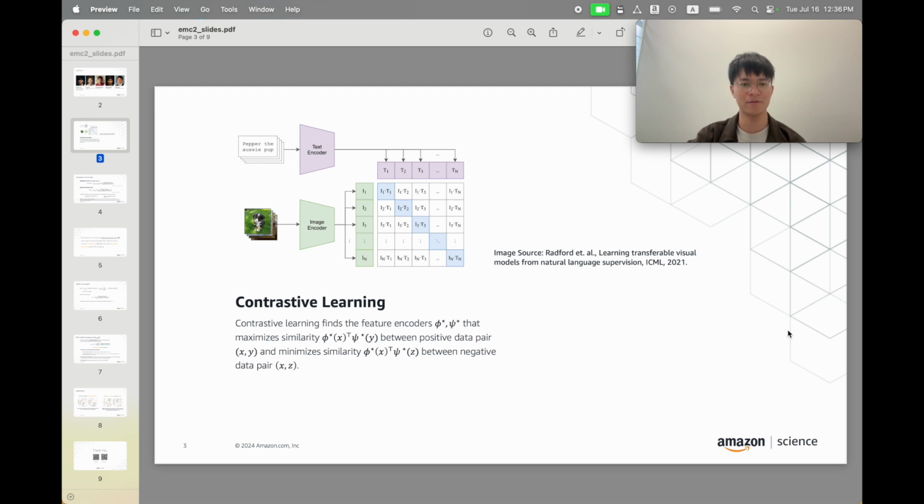In contrastive learning, our objective is to find feature encoders whose encodings maximize the similarity between positive data pairs and minimize the similarity of negative pairs. One famous example is the CLIP paper from ICML 2021, where using one contrastive learning loss objective, they're able to train an image encoder and text encoder at the same time.